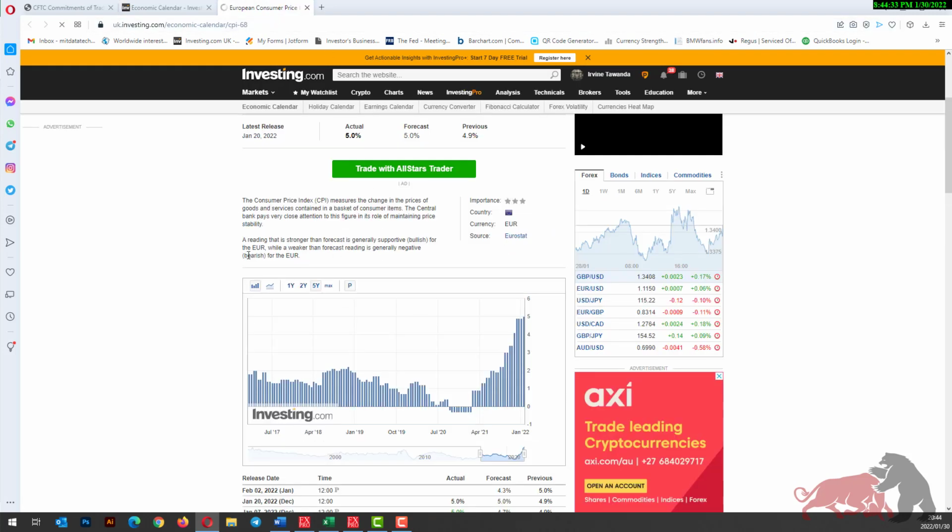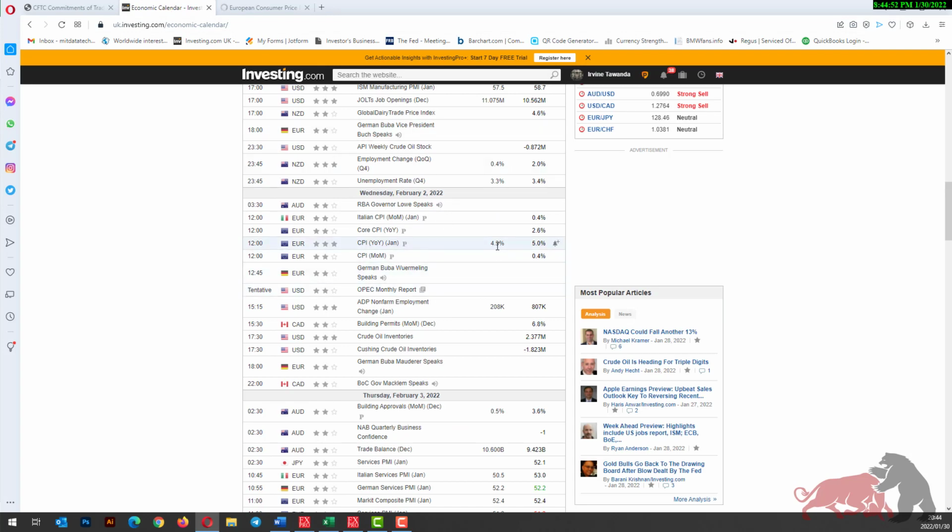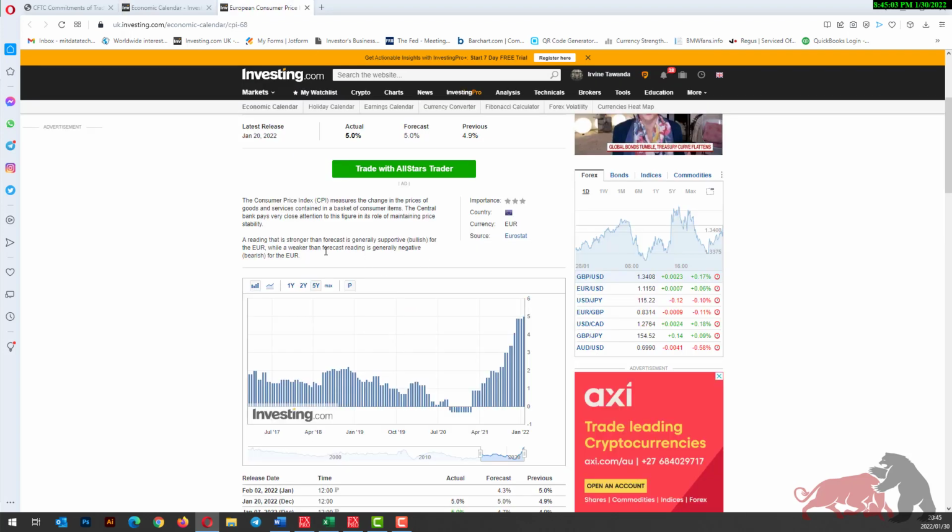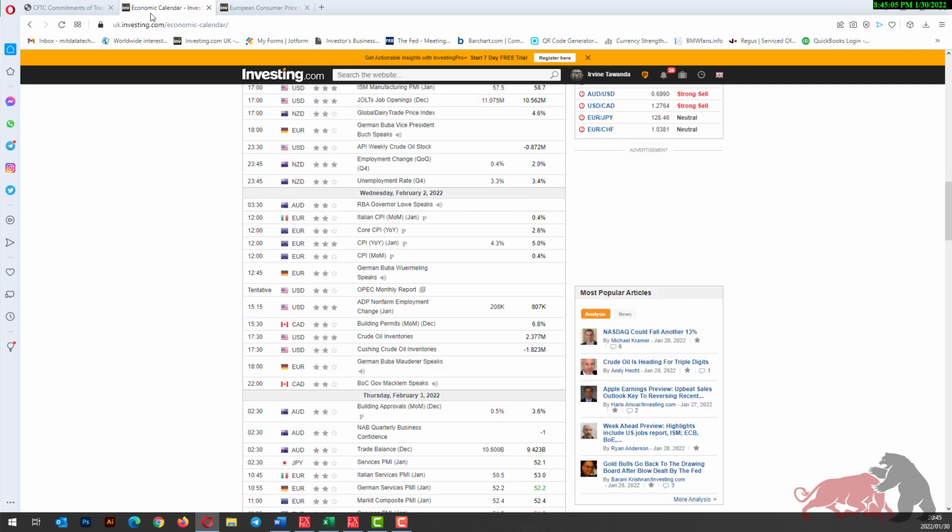Now you should understand that. A reading that is stronger when it comes to the CPI news for the euro, a reading that is stronger than the forecasted number, is generally positive for the euro, while a weaker than forecasted reading is generally negative. Now they're forecasting 4.3% on the year-on-year inflation number. So if this number comes out lower than 4.3, that's a weaker reading, meaning bearish for euro.